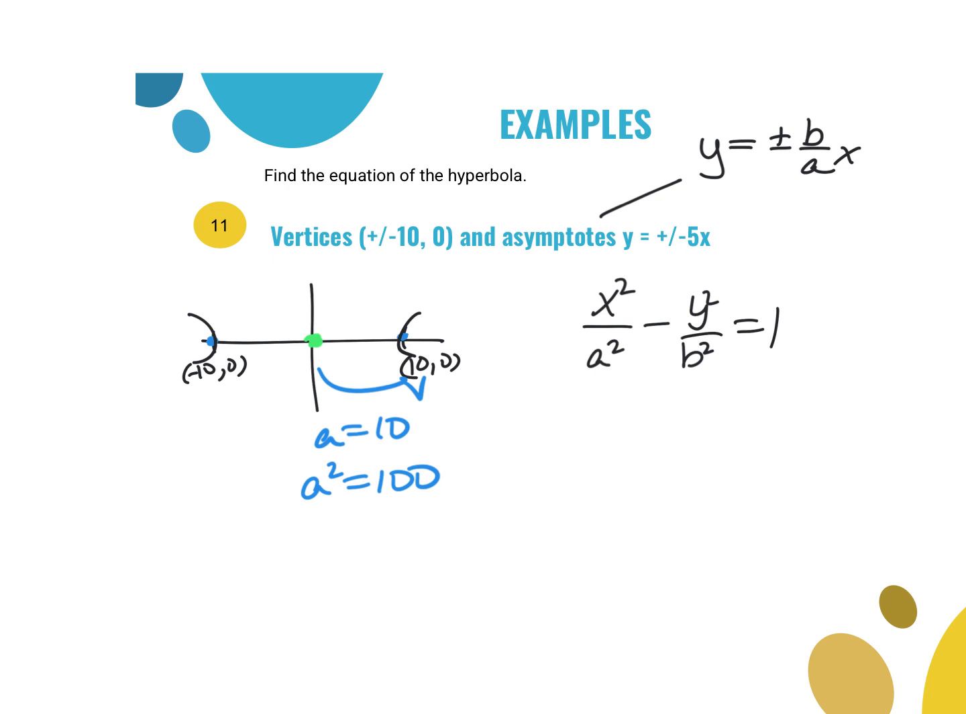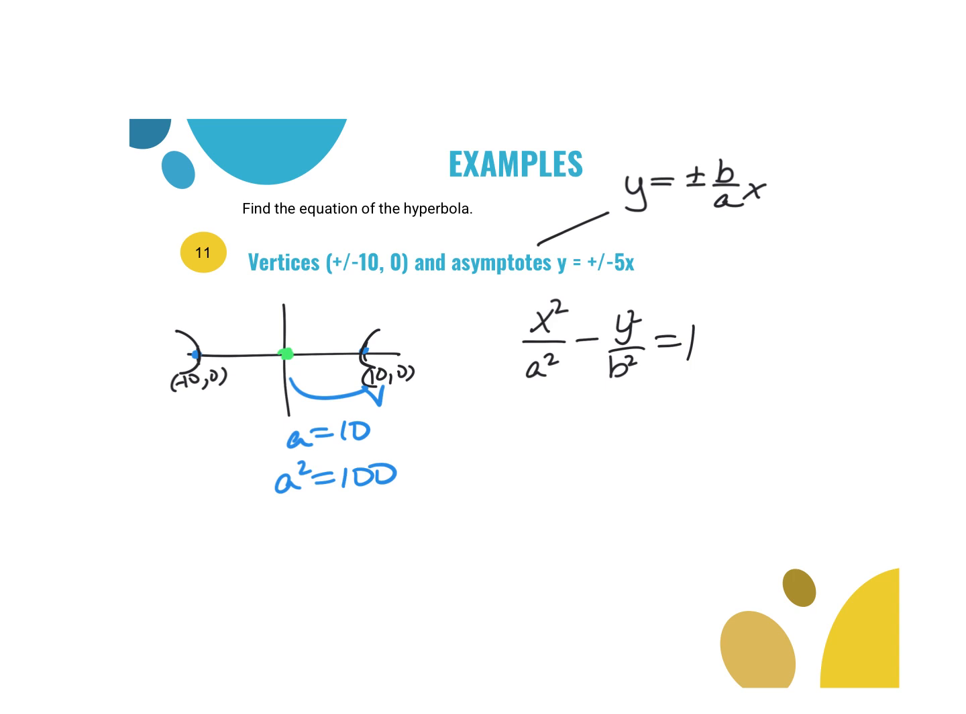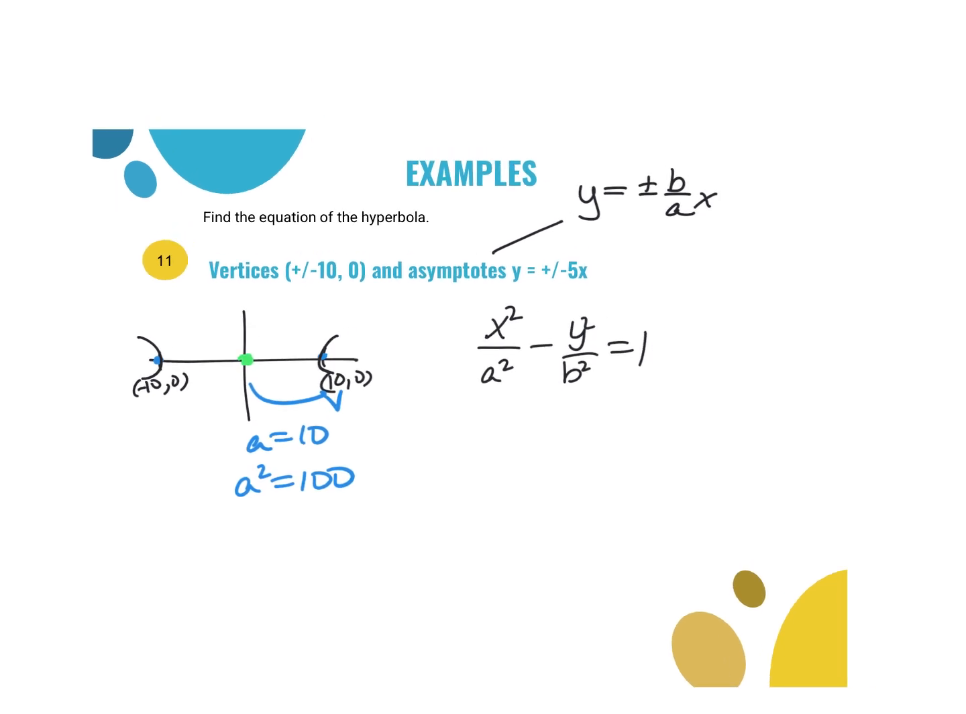So now, I don't know anything about c, so what I need to do is plug it into the asymptote. So I'm going to take y equals plus or minus b over a. So I'm going to take the b over a and then set that equal to what I have. So b over a, and that's going to be set equal to 5 over 1, because that was the number that's here. And then I also know my a value. So I can plug in a 10 now for the a.